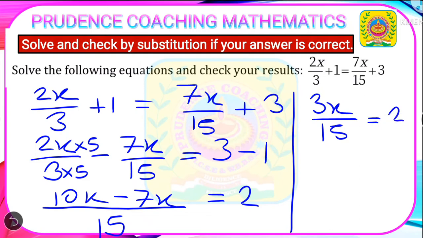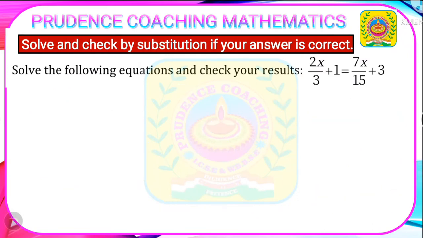We know 3 into 5 is 15. So x will be equal to 2 into 5, that is equal to 10. So the value of x is 10 here. Now let us start with the LHS.